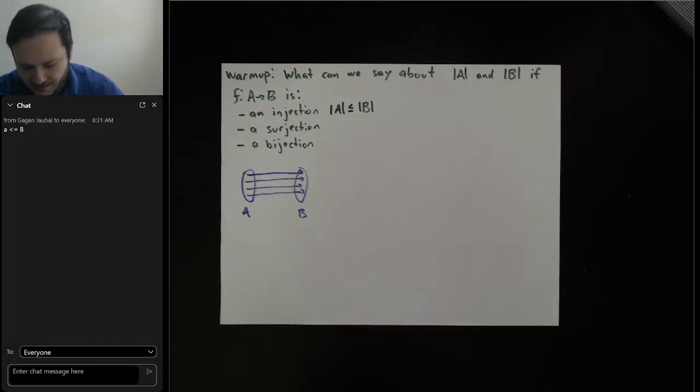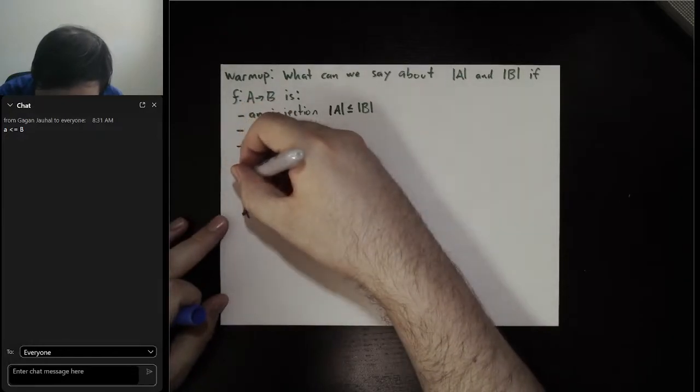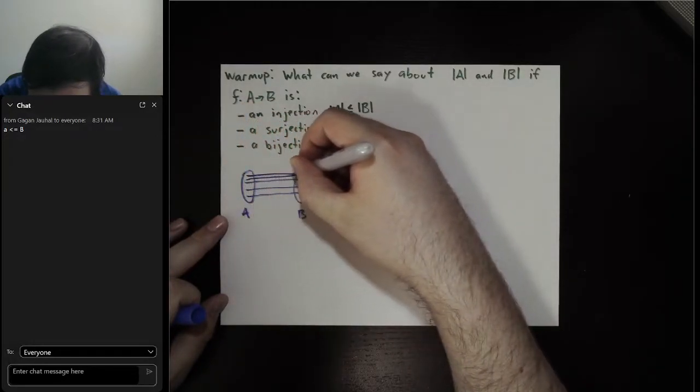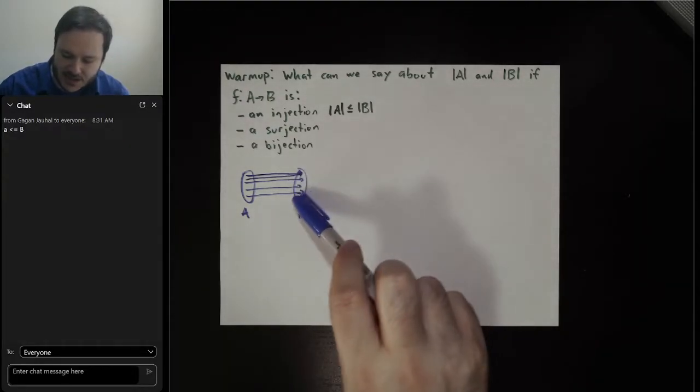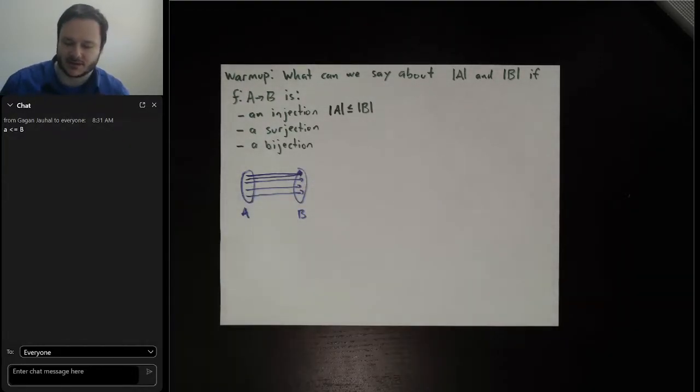What about if I have a surjection? So now I have another value in A, maybe, that points to the same thing in B, but I can definitely make every element in B. Any element in B is mapped to by something in A, by F. Then what do I know?